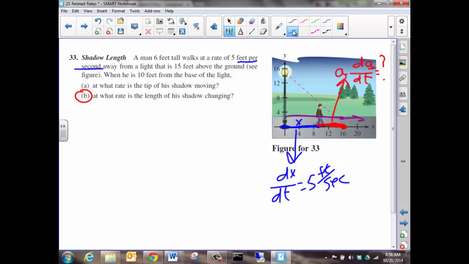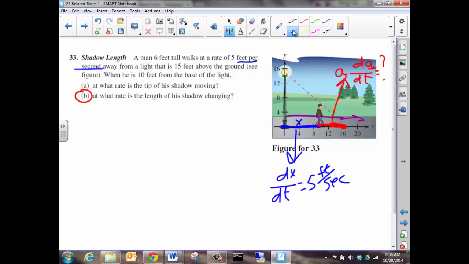What do you think? It's how fast the tip of his shadow is moving away from his body. Isn't that what it's asking for? It says at what rate is the tip of his shadow moving. It doesn't say moving from his body. I think it's relative to the lamppost. So I think Jerry is right.